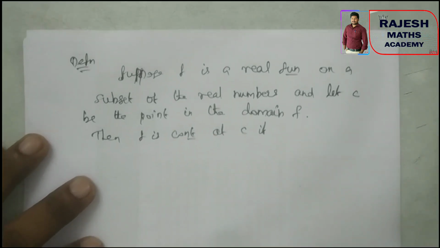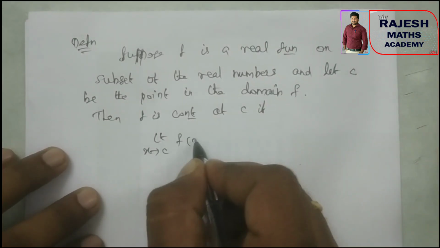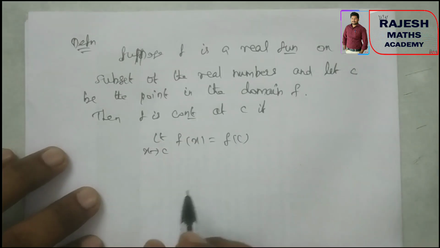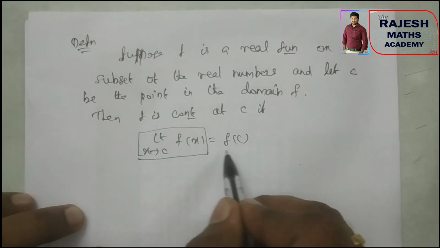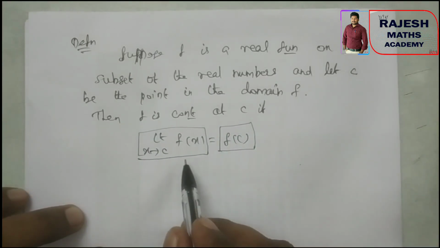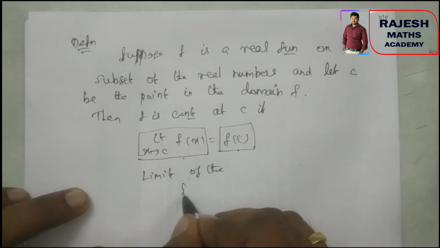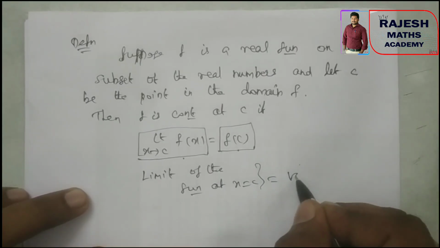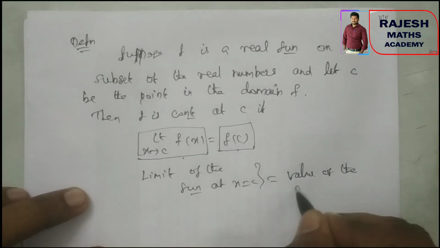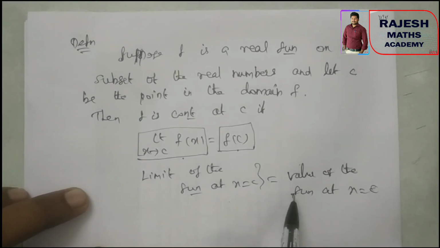F is continuous at c if the limit as x tends to c of f of x equals f of c. What does that mean? The limit of the function at x equal to c is equal to the value of the function at x equal to c. If these two are equal, we can say that f is continuous at x equal to c.